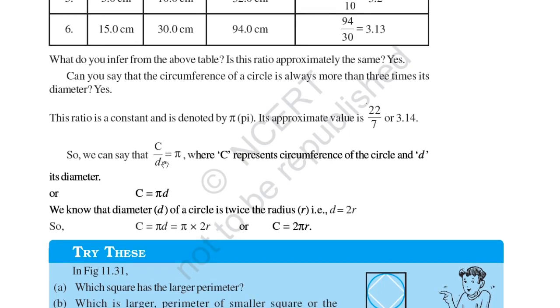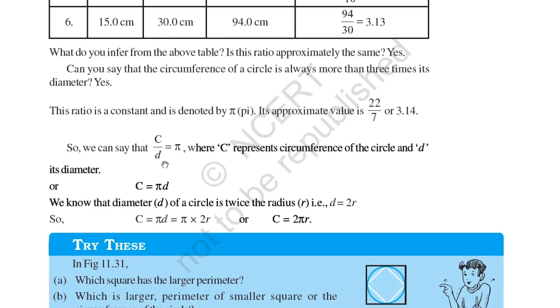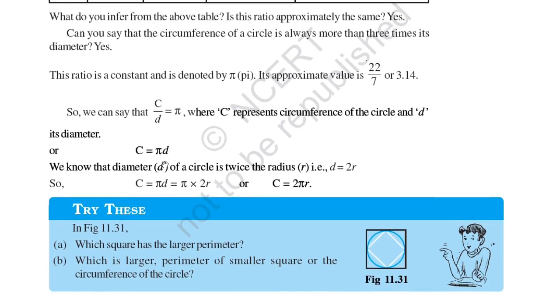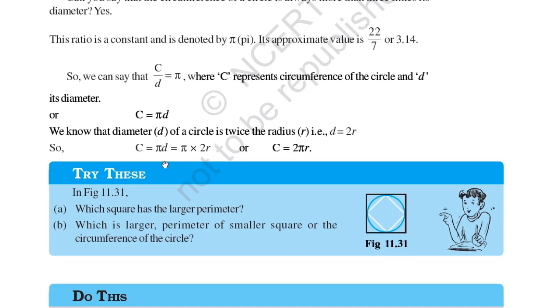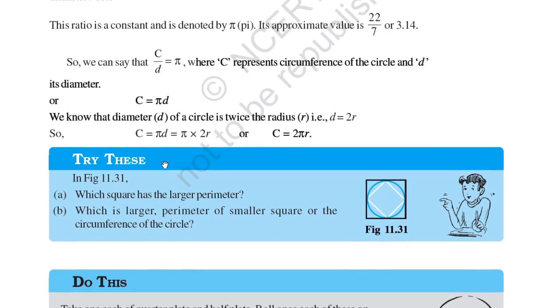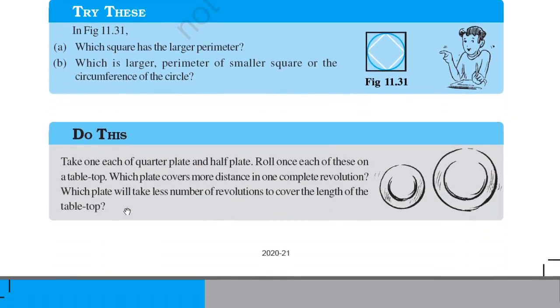We know that the diameter of a circle is twice the radius. So we know that D is equal to 2r. So C is equal to pi D, that is 2 pi r. You can see here C is equal to 2 pi r. So here is a try this section and an I do this section, so you can do that.